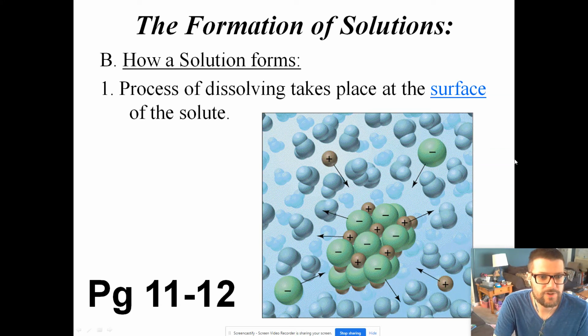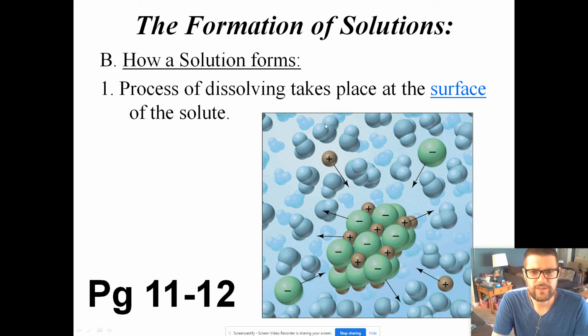I want to go over some notes. These are pages 11 and 12 in your solutions packet. So the process of a solution forming happens, and we're going to focus on a solid dissolving into a liquid, but the process is similar regardless of the state of matter.